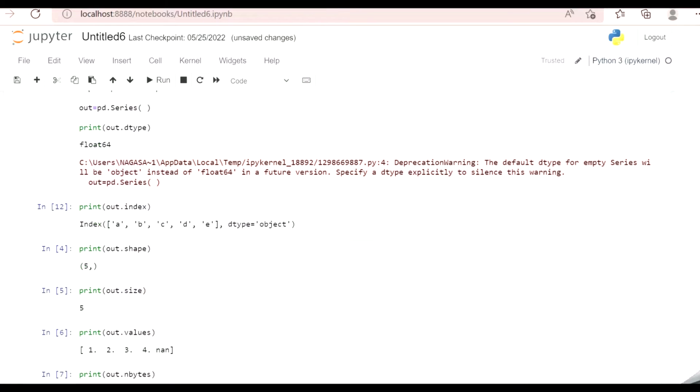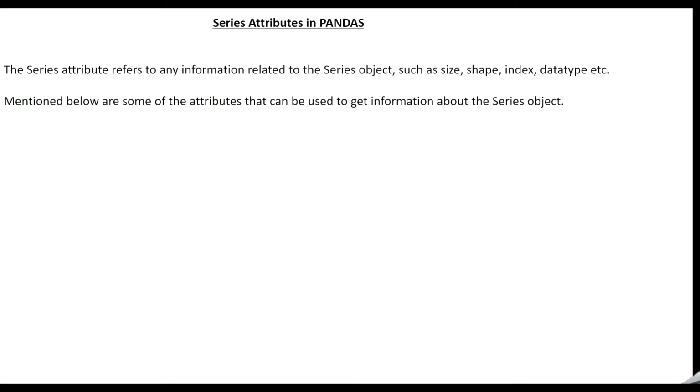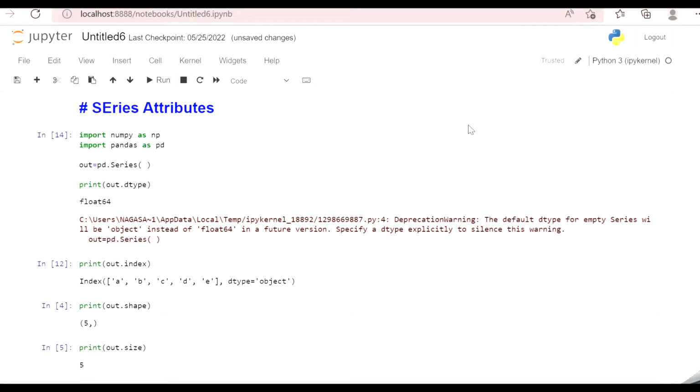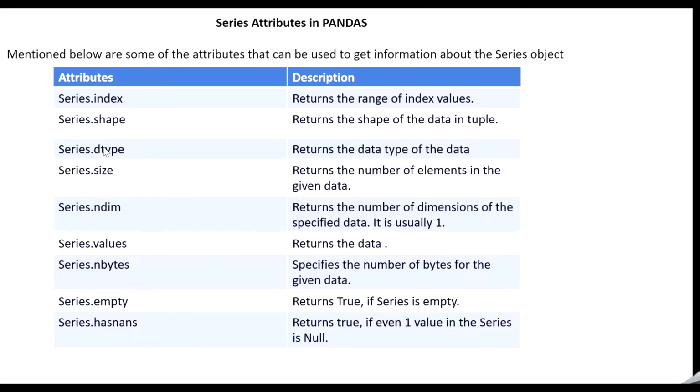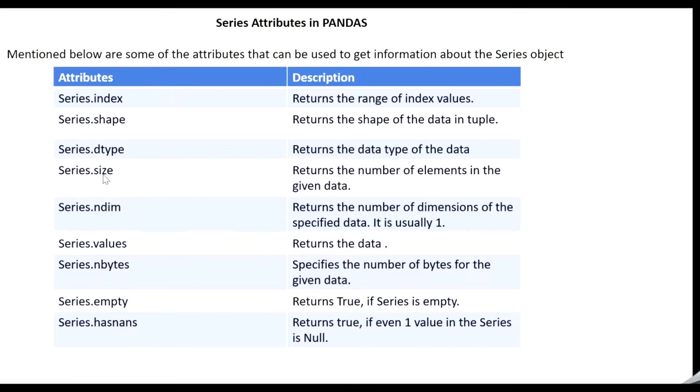So these are the various attributes present in the series in Pandas. They are as follows. Index returns the range of the index values. Shape returns the shape of the data in tuple format, like we saw; for one dimensional, the shape is (5,). Dtype returns the data type, whatever the input values are. Size returns the number of elements in the given series data.